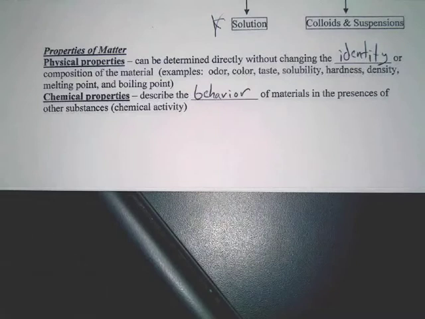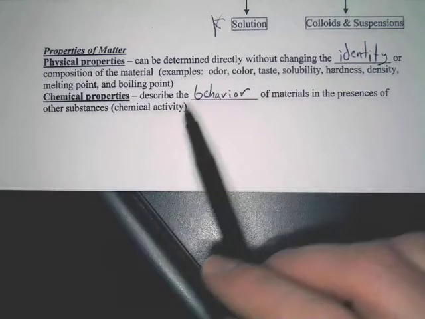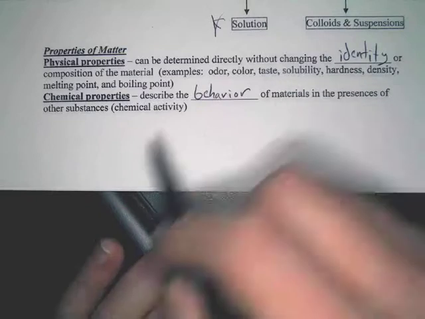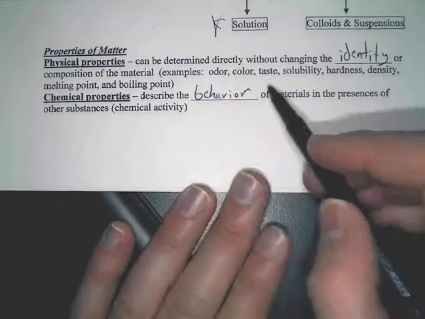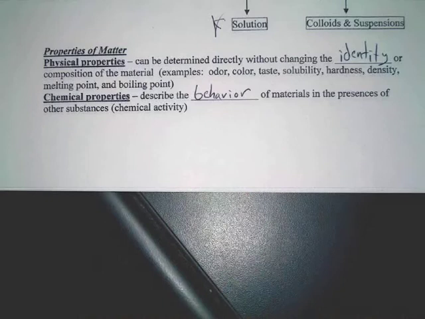Physical properties, chemical properties. Physical properties can be determined directly without changing the identity or composition of material. Examples here. A physical property would be something like odor, color, taste, solubility, whether it dissolves or not, hardness, density, melting point, boiling point, texture, feel.